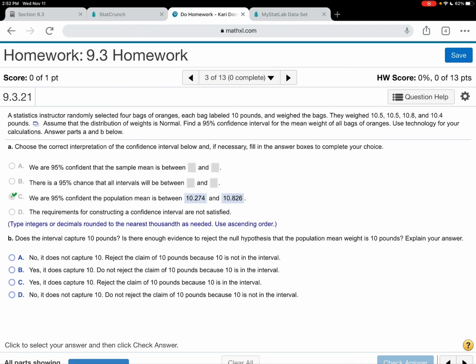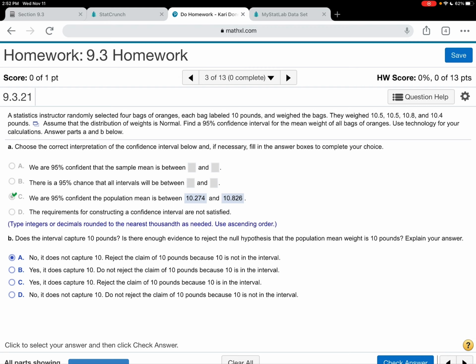So I already know automatically my answer is either A or D in this case. This interval does not capture 10. So if it doesn't capture it, I'm going to go ahead and reject that claim of 10 pounds being the mean weight. All of these bags were fairly far over 10 pounds. So I don't think that the mean weight is actually 10.